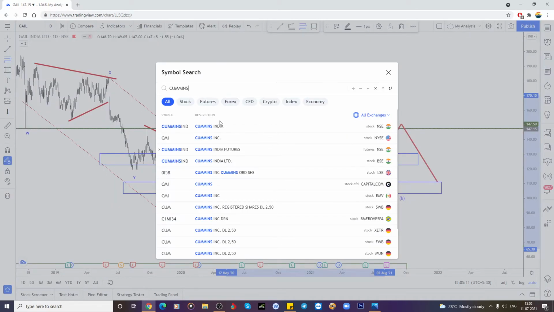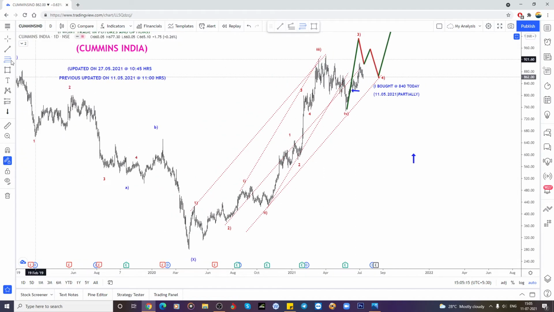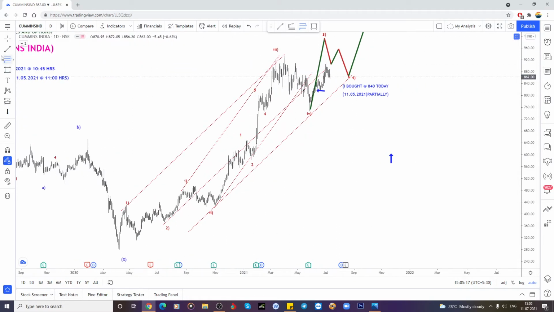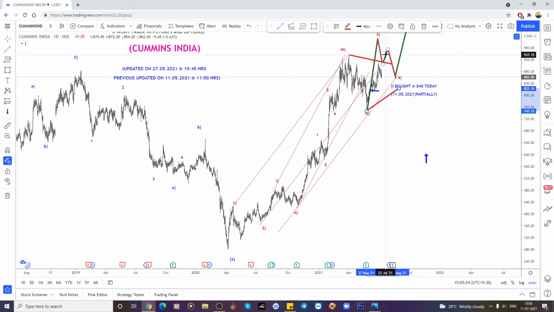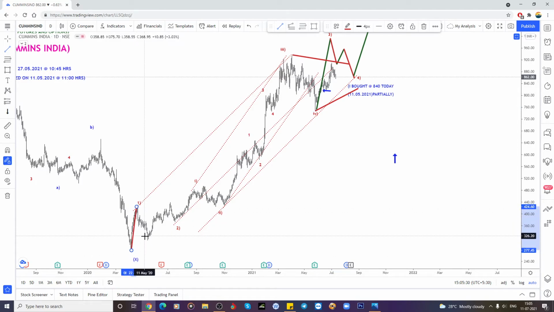Cummins India Limited. So still here one more wave high is also possible, so I'm waiting for that. And here it's looking like it's making a triangle. So once the triangle is completed, I'm looking for one more wave to the high. But be sure this is also looking like 1 3 5. So this could be a wave 1 also.